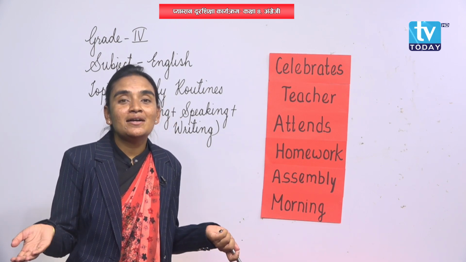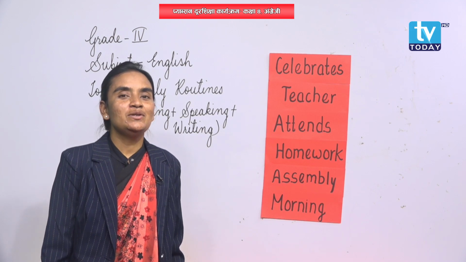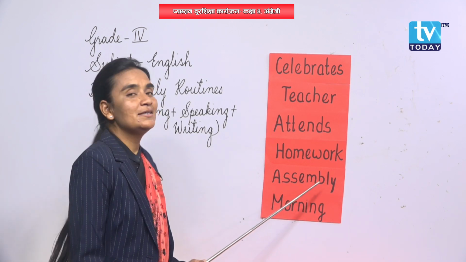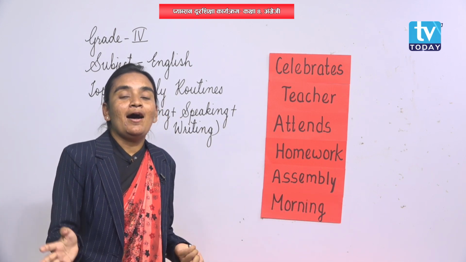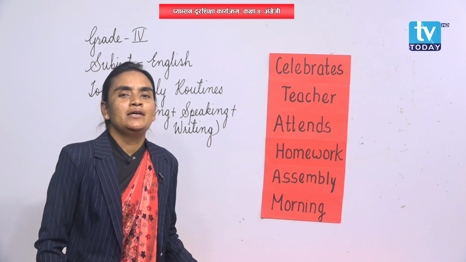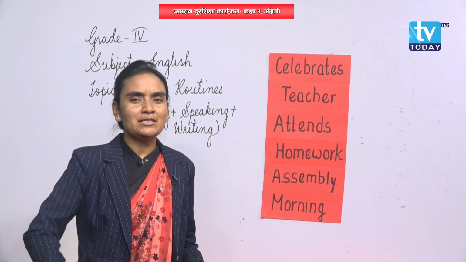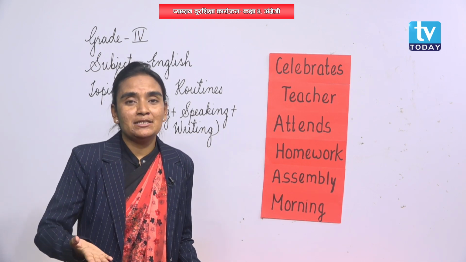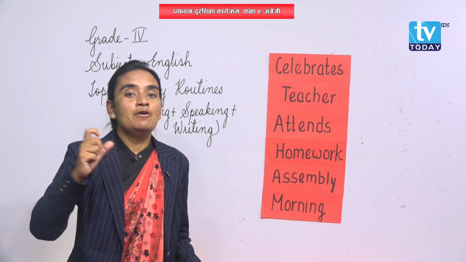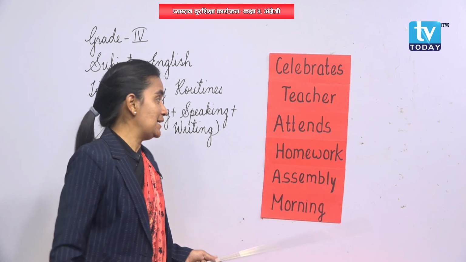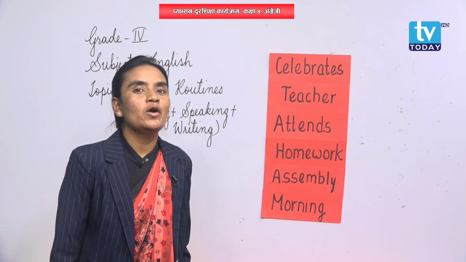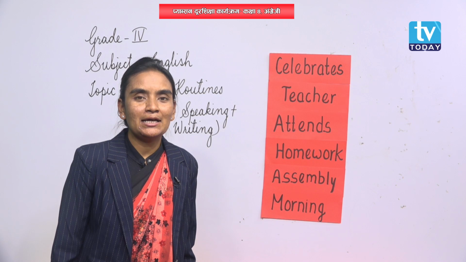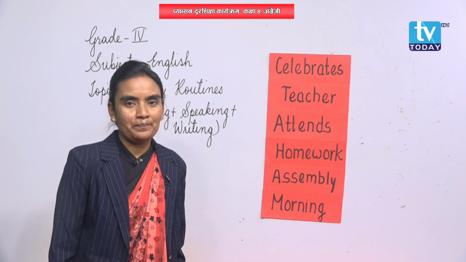But what's the meaning of assembly? Do you want to know? It's gathering. When lots of people are gathered together to have some discussions, to have some information, to go for finding certain goals, it is assembly. Assembly also can be called meeting, get together, or gathering.